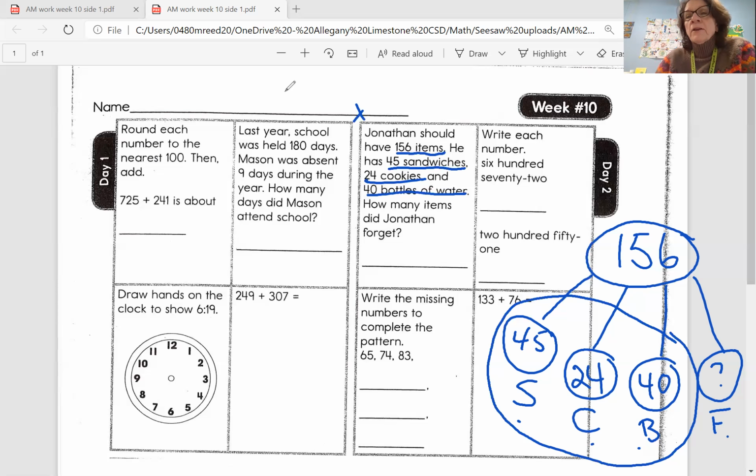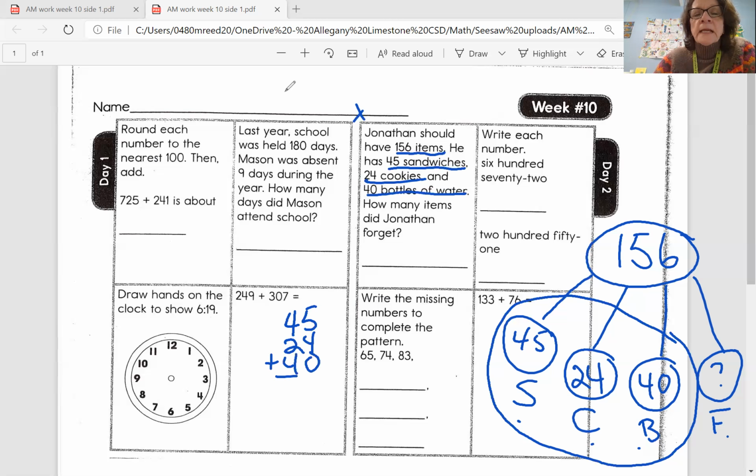So I'm going to come over here, and you have a lot of work on your paper on Seesaw, the white part at the bottom, to show all this work, but I'm trying to make it big enough so you can see it. So I'm going to use different parts. So let's just see, 45, 24, and 40. I can add all 3 of those numbers at the same time: 45, 24, and 40. Remember, you can add 3 numbers at a time. You just can't subtract more than 2 numbers.